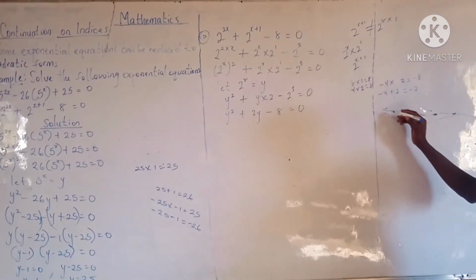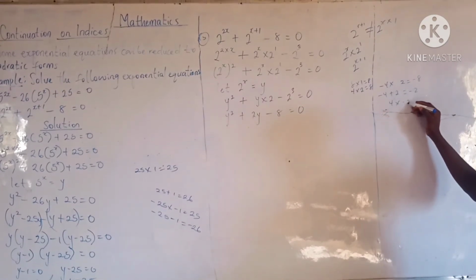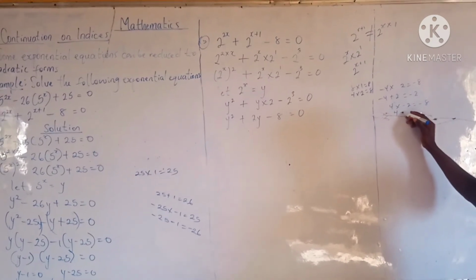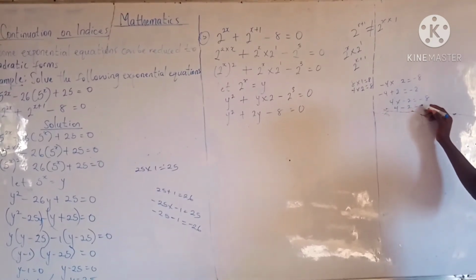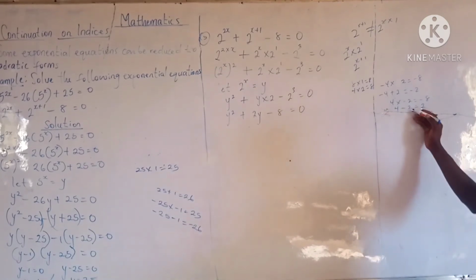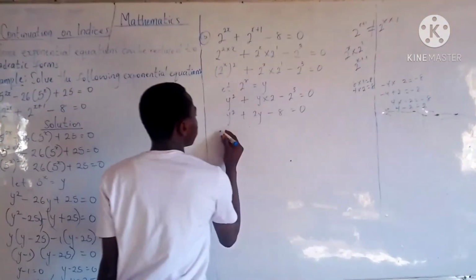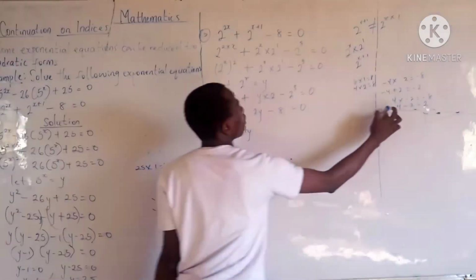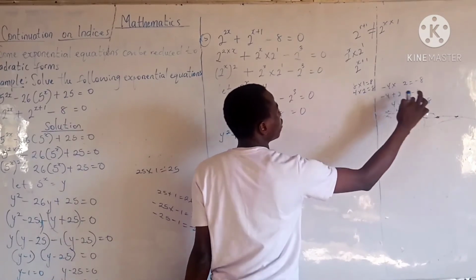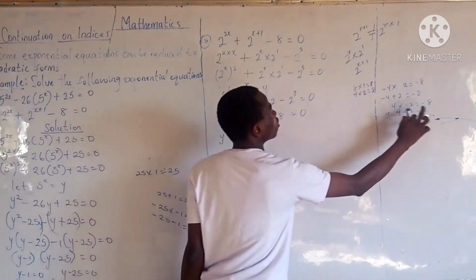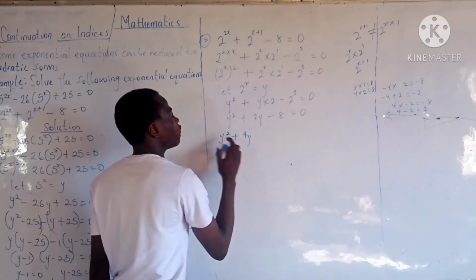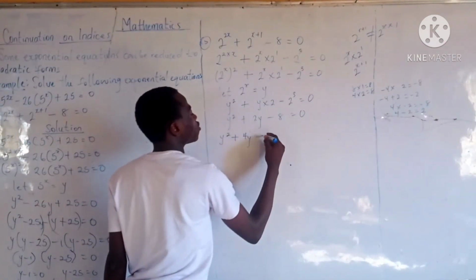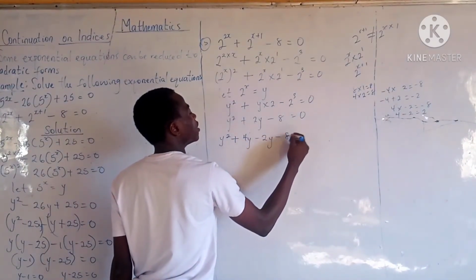So you can say 4 times minus 2 gives minus 8. Then when we say 4 minus 2, that's 2. So we are using 4 and minus 2. So we say y squared plus 4y, minus 2y, then minus 8, then equals 0. We are using 4 and minus 2 because when we multiply, 4 times minus 2 gives us minus 8, then 4 minus 2 gives us 2.